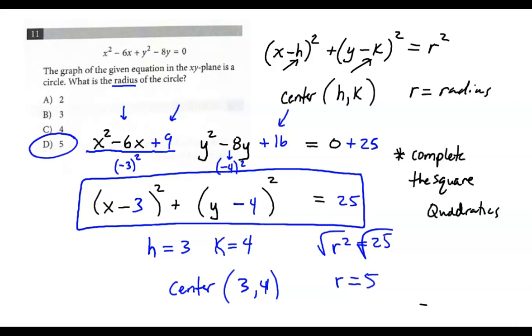This is the hardest circle equation problem they will give you. And I have seen several that I would say out of 25 SAT tests, this is probably the 6th or 7th time you've had to complete the square on a circle equation.